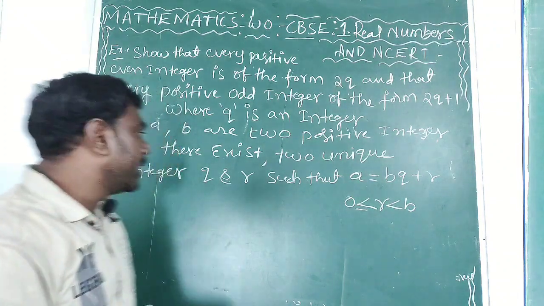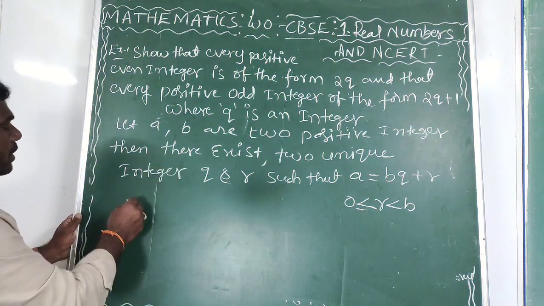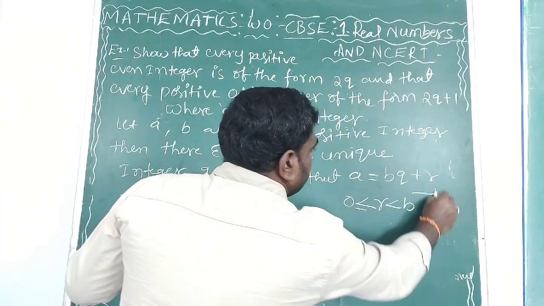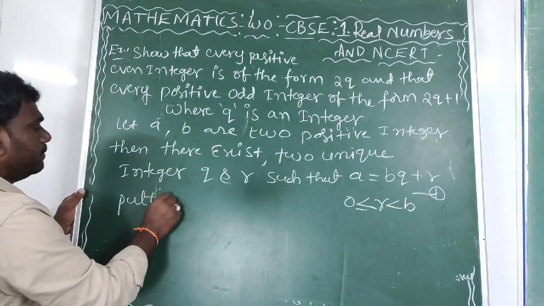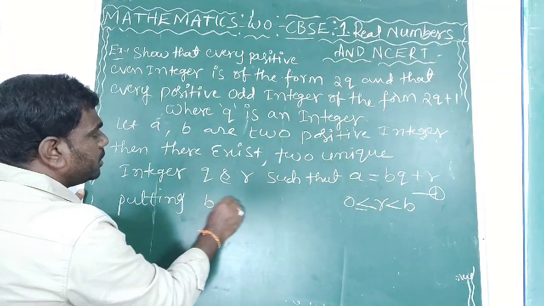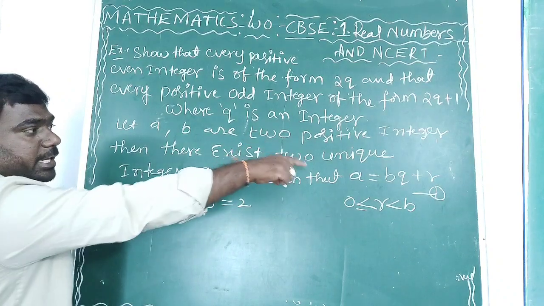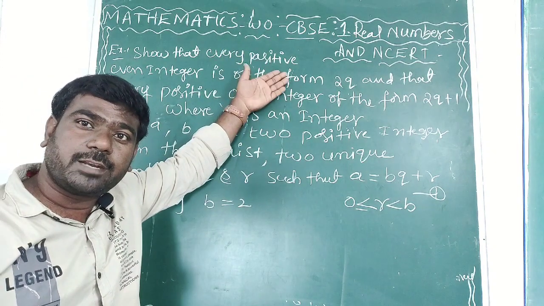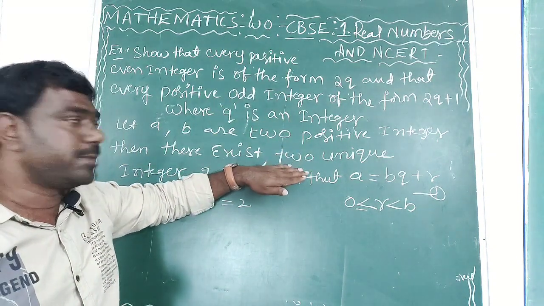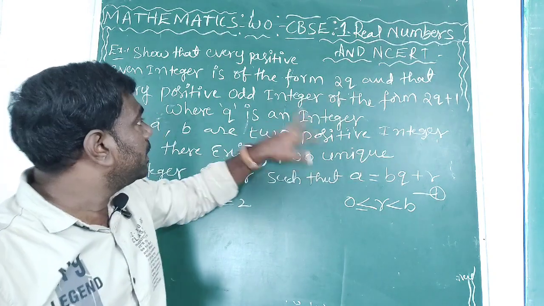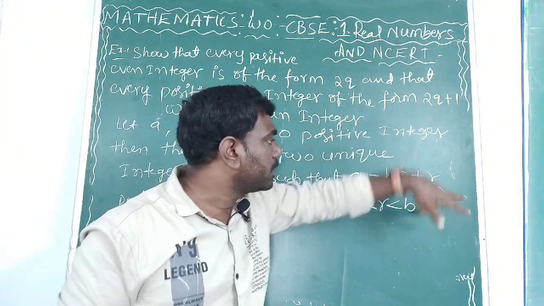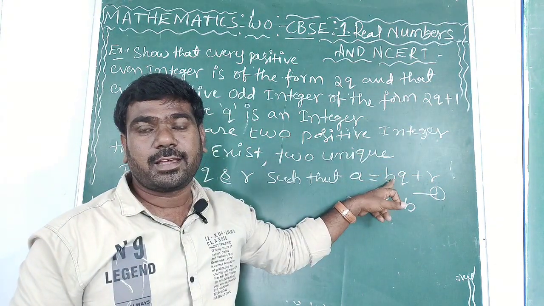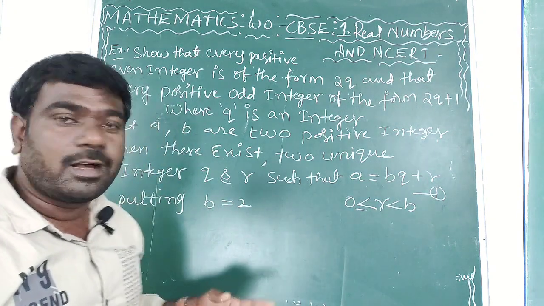Okay. Now, let this be equation 1. Putting b equal to 2, where we have to put it in equation 1. Why? By observation of the given statement against our division lemma statement, it is in the form 2q plus. So the b value we can take here is 2, and the r value we will get automatically.